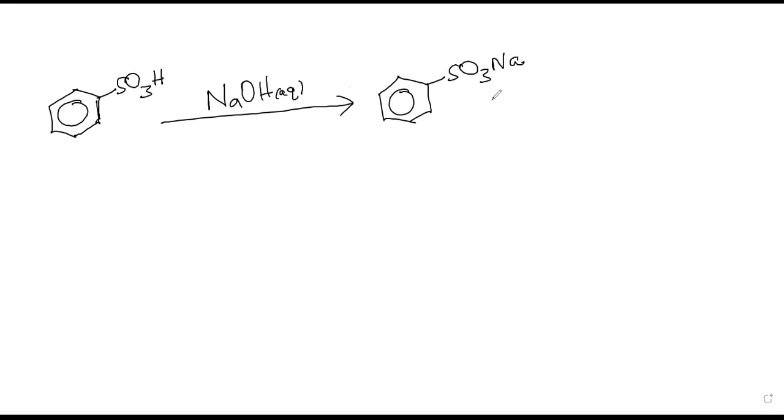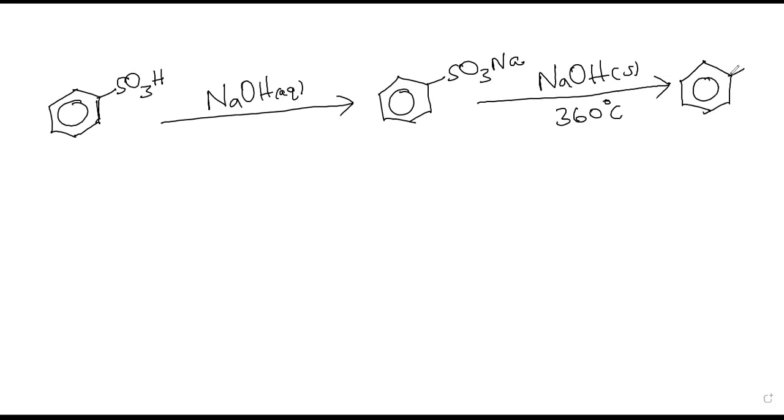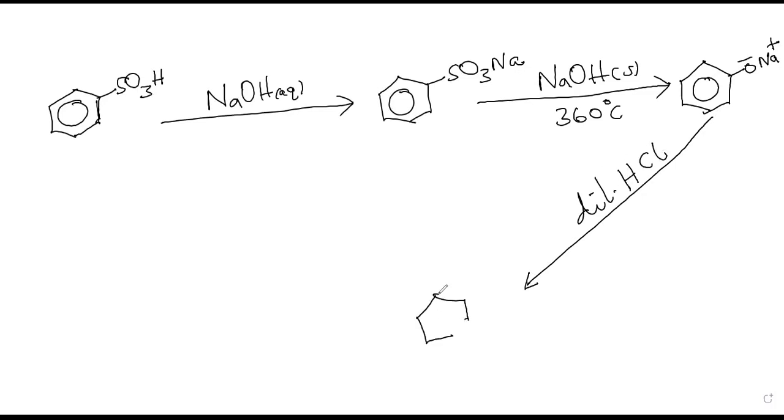Then now here from this, you add solid sodium hydroxide. At this point, you're going to add solid sodium hydroxide at a temperature of 360 degrees Celsius, and this one will give sodium phenoxide, where you'll have ONa. For us, we don't mind, even if you don't give us the charges, it is okay. Then now, by hydrolyzing this with a dilute acid, which is preferably HCl or sulfuric acid, you're going to get your phenol. So this conversion should be part of you as we move for the future.